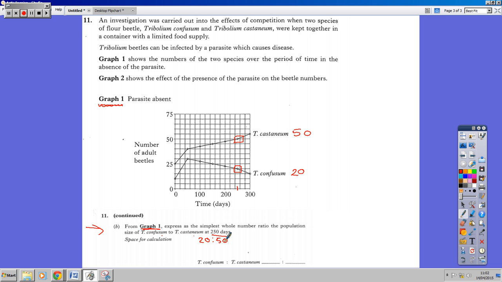Again, what we have here is a whole number ratio, but it's not the simplest whole number ratio. In this instance, we can divide both sides by 10 to simplify it. If you divide 20 by 10, you get 2, and if you divide 50 by 10, you get 5. Then we've got our simplest whole number ratio of 2 to 5. And that is examples of how to calculate whole number ratios.